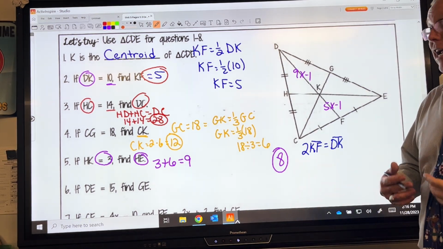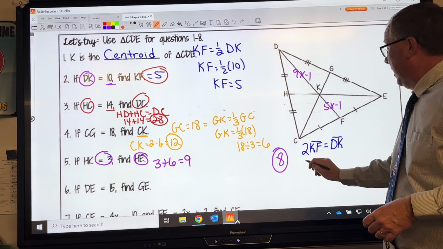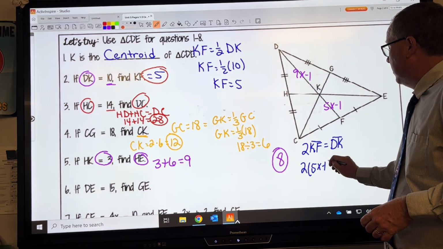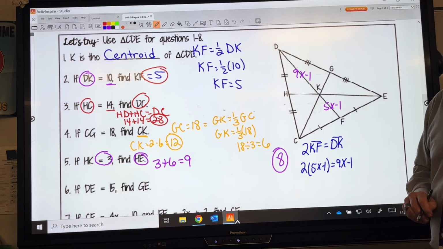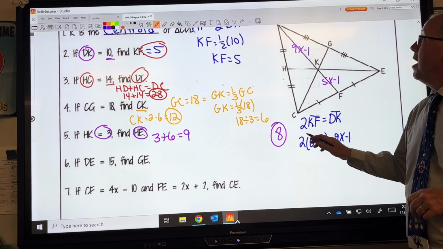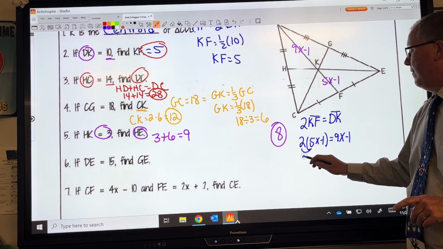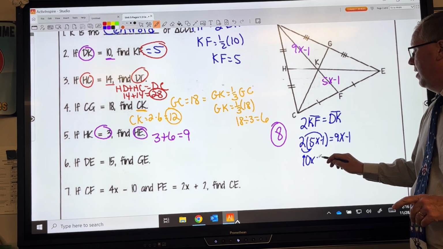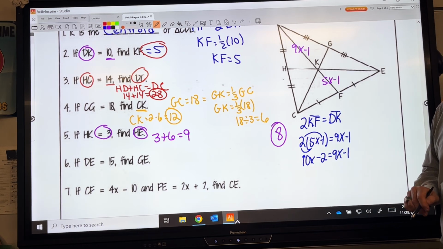So now all I gotta do is substitute these in. So that gives me 2 times (5x minus 1) equals 9x minus 1, okay? Distributive property, don't forget your distributive property rule. So I'm gonna multiply 2 times 5x is 10x, and 2 times negative 1 is negative 2. That equals 9x minus 1, okay?